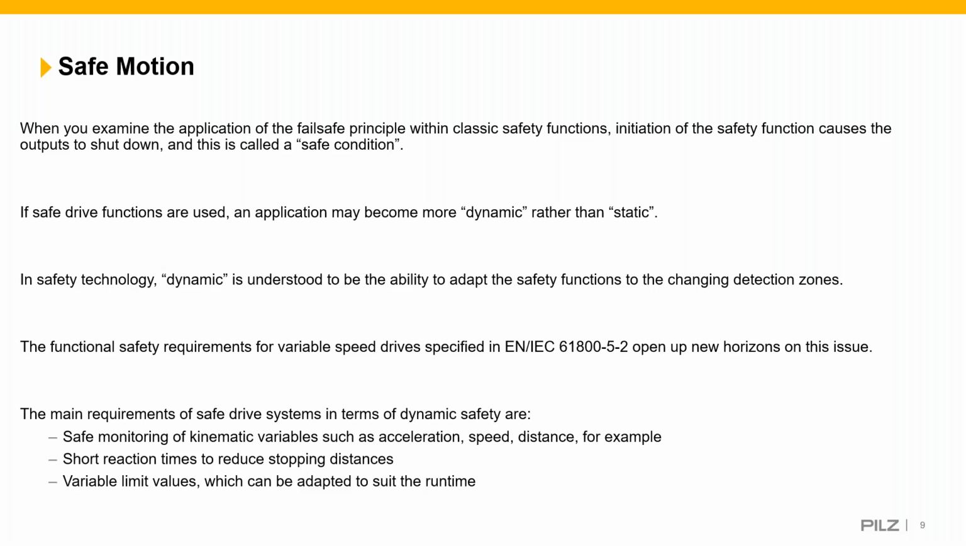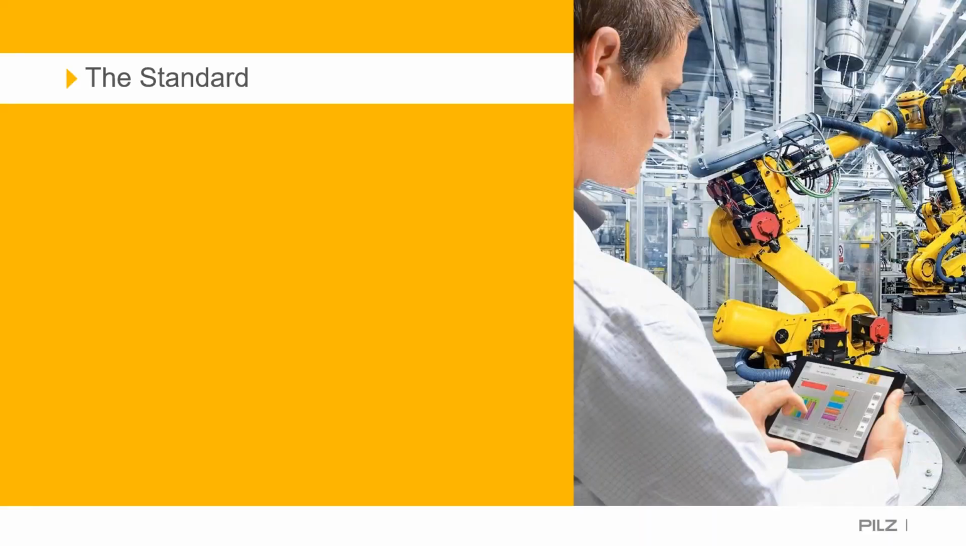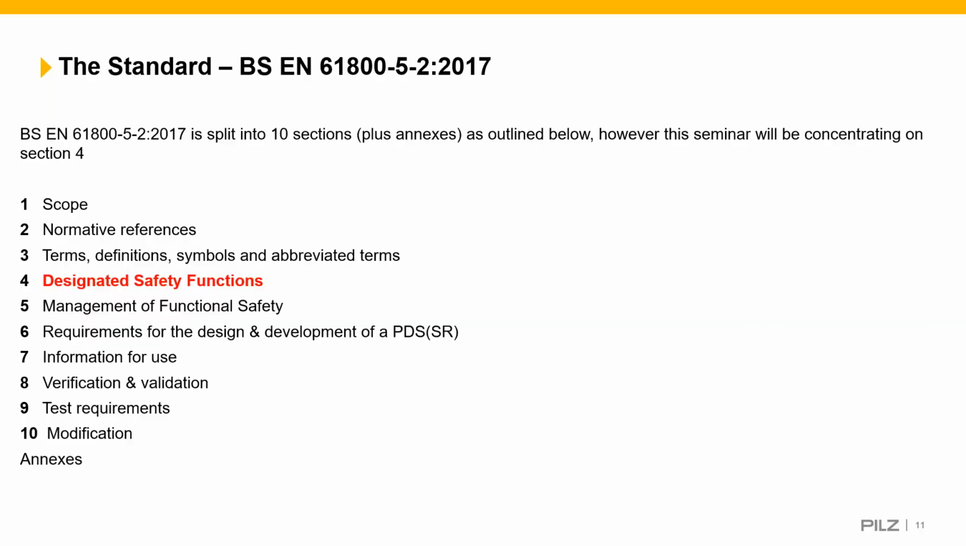The main requirements of safe drive systems in terms of dynamic safety are safe monitoring of the kinematic variables such as acceleration, speed, distance, short reaction times to reduce stopping distances, and variable limit values, which can be adapted to suit the runtime. So let's take a look at the standard a bit more closely. 61800 is split into 10 sections, plus the annexes, and it's just shown below there.